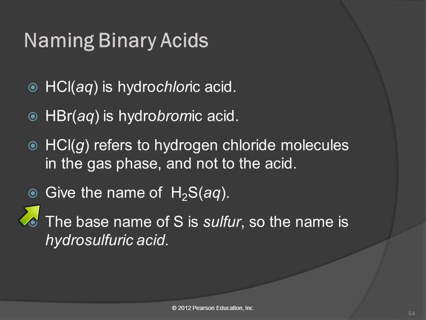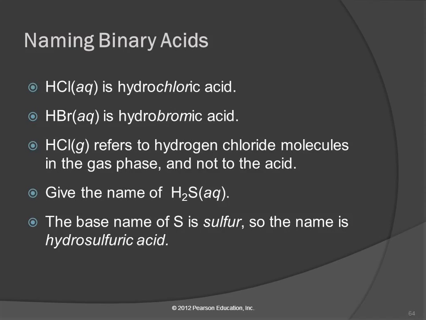So let's look at this one, H2S, aqueous. So we have two elements. The first one's hydrogen, and the second one's sulfur. Two elements, binary acid, hydro-something-ic acid. Well, this has sulfur, hydrosulfuric acid. Does that make sense? So since there's two on the hydrogen, it wouldn't matter? No. Okay. And that's a good question.